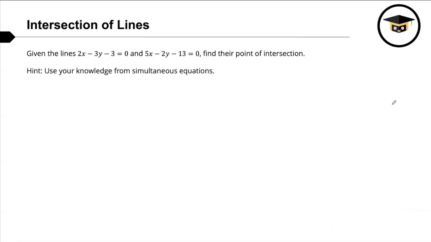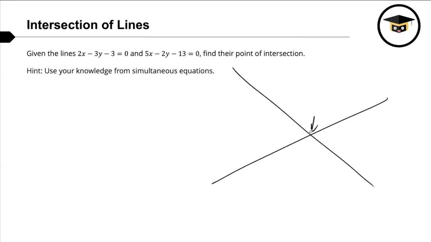Now we need to talk about the intersection of lines. Given the lines 2x minus 3y minus 3 equals 0 and 5x minus 2y minus 13 equals 0, find their point of intersection. The point of intersection is a coordinate which satisfies both lines. If I have one line here and another line here, this coordinate lies on both lines, right? That is the point of intersection, which means if I sub in the x and y value for that coordinate, it should satisfy the equations of both lines.